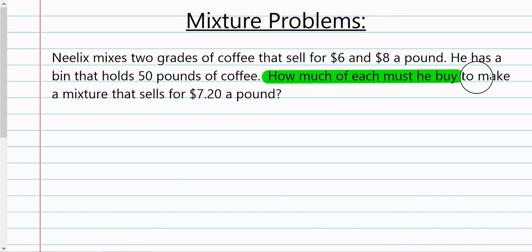If I were looking at variables, I don't really care why he's buying them. Not for my variables, for my equations, but not for my variables. So, each means I've got two different things to look for. Let's find out what they are. I have two types of coffee selling for $6 and $8 a pound each.